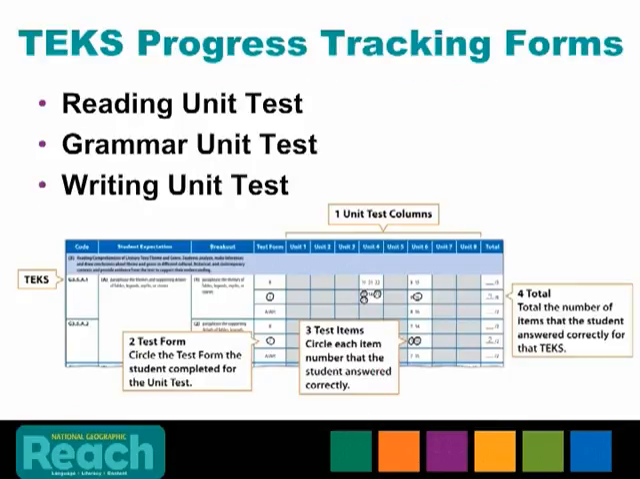And to help you track the grade level TEKS you're teaching, we also have TEKS progress tracking forms for each unit test in reading, grammar, and writing, so you can monitor student understanding of the TEKS by analyzing student performance on the Reach unit tests. These forms are also available on the Texas microsite. We will go over all of the assessment tools in the on-demand modules Teaching Success with Reach in kindergarten, grades 1 and 2, and 3 through 5.